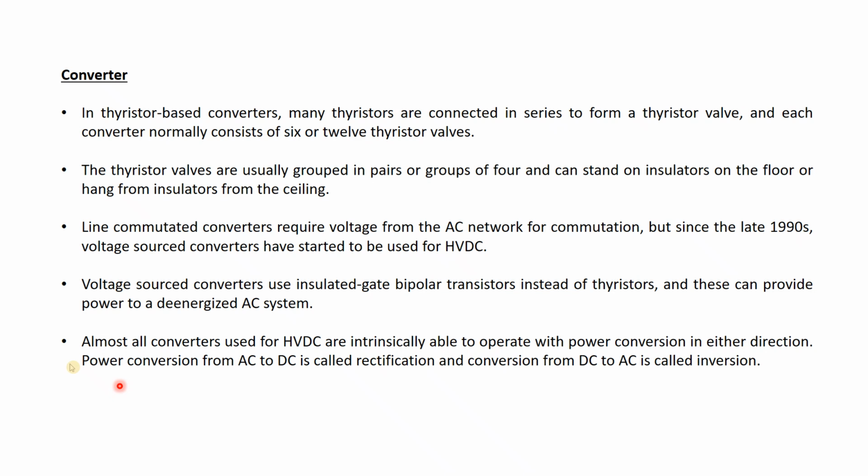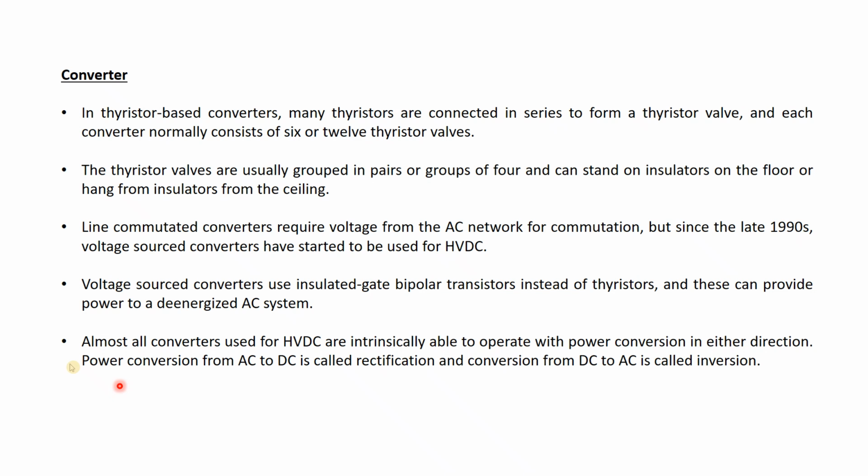Okay, you have studied about 6-phase. That means 3-phase, 6-pulse converter. Then 12-pulse converter. So those setups are used, and each converter normally consists of 6 or 12 thyristor valves, that is for 6-pulse or 12-pulse. The thyristor valves are usually equipped in pairs or groups of 4 and can stand on insulators on the floor, or hang from insulators from the ceiling.